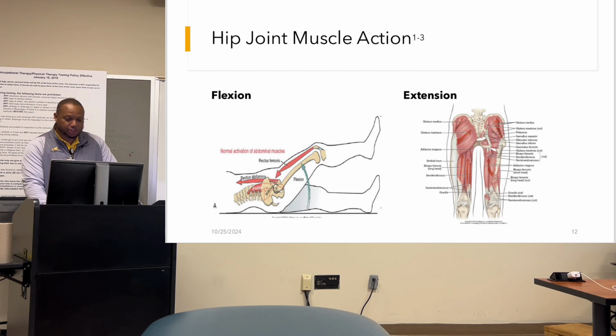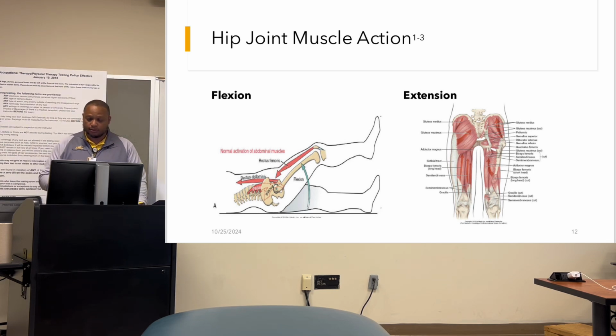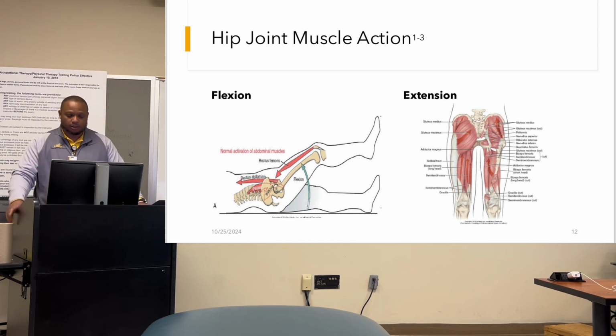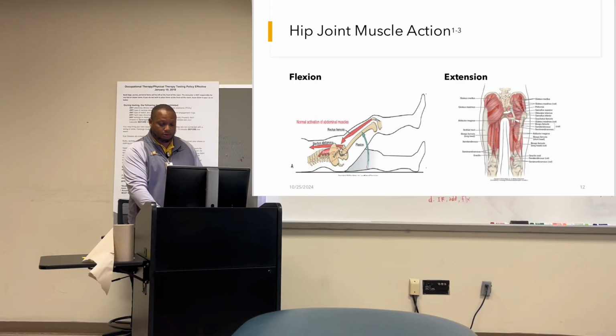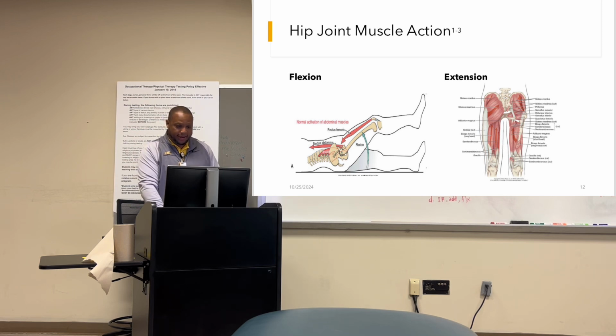Again, hip joint muscle action. This is just a diagram showing the force and direction of muscle action. We got rectus abdominis. This is a fascinating muscle. We got psoas and rectus femoris all playing a role with hip flexion. When I contract the rectus femoris, what does it cause the pelvis to do? Posterior tilt. Then we got hip extension, with our gluteus maximus muscle and our hamstring muscles doing that.